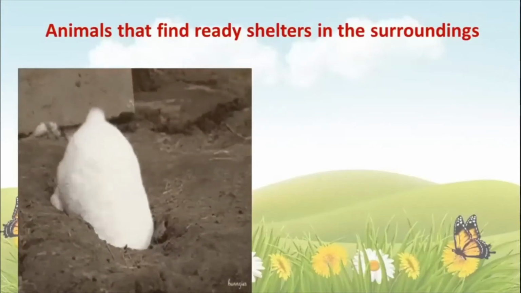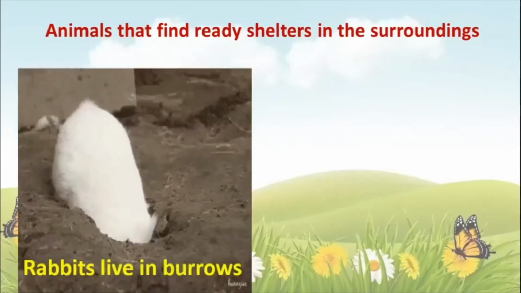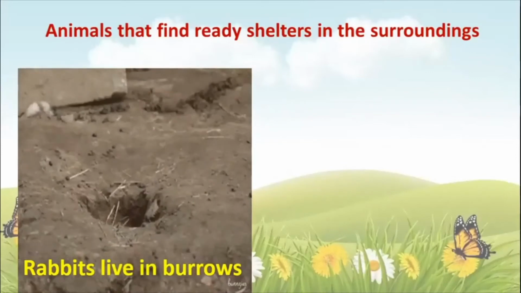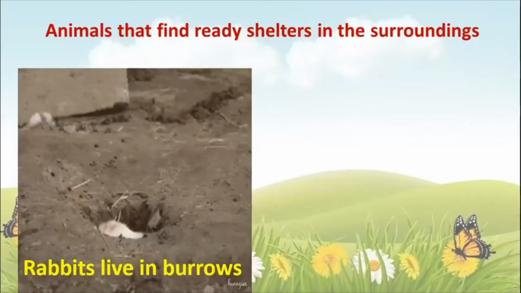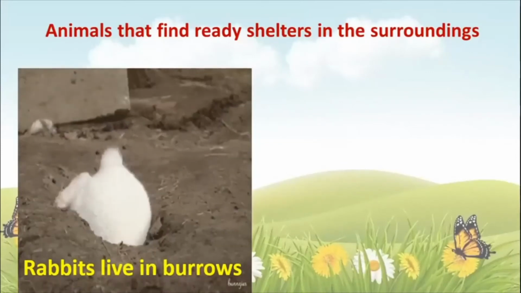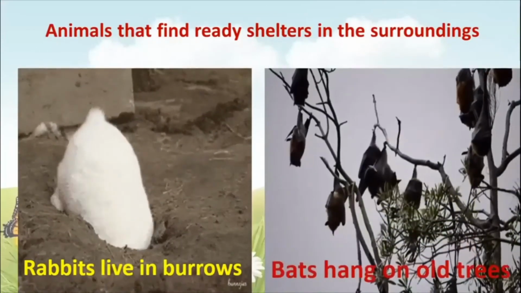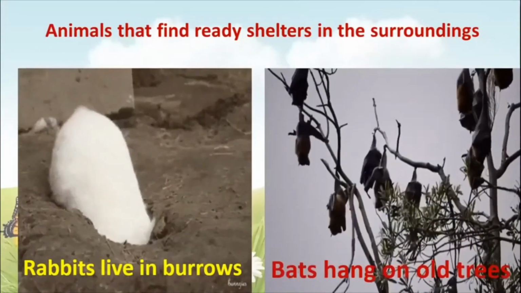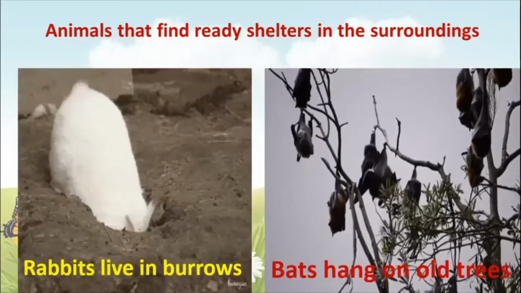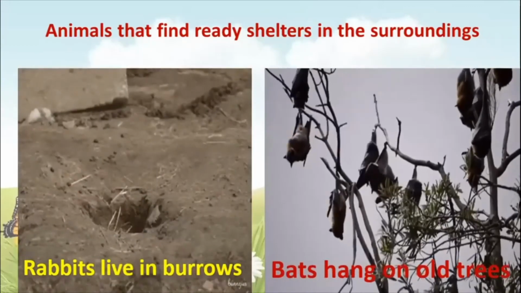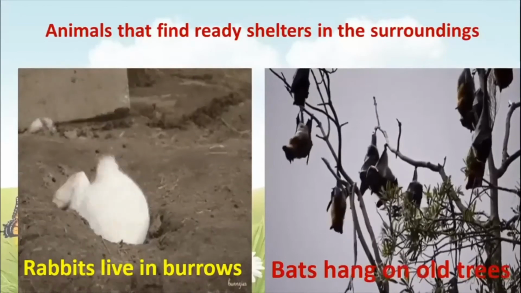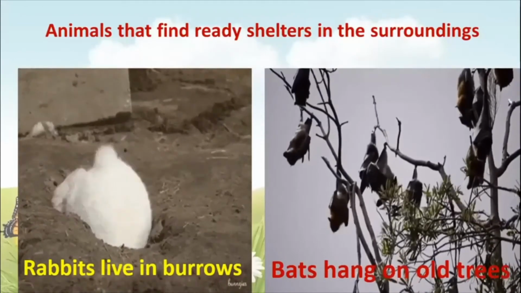Look at this rabbit. What is it doing? It has found a burrow, means a hole in the ground for itself. So rabbits, they live in burrows. And bats, they hang on trees. So they are not building any shelter. They are just going and living in a ready-made place which they get.